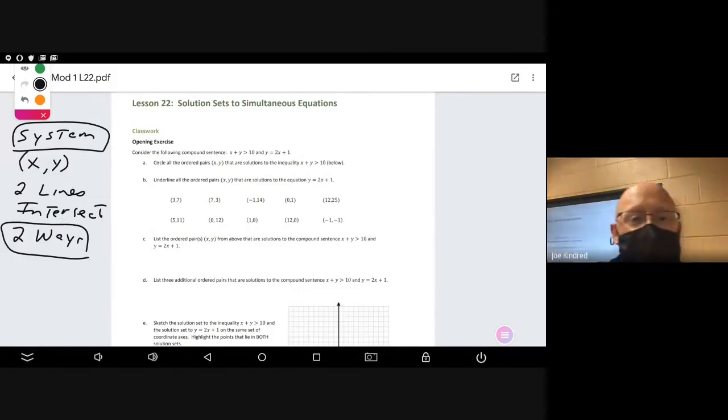The first way is going to be in lesson 22. It's called the substitution method. And then in lesson 23, they introduce something called the elimination method. And so we're going to have, in lesson 22, the substitution method.